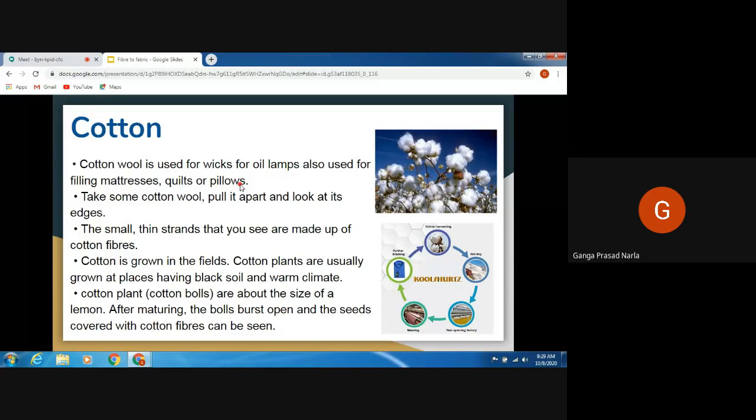So cotton is grown in the fields. Where does cotton grow? In fields. Okay? So cotton is grown in the fields. So cotton plants are usually grown at places having black soil and warm climate. Do you know black soil? In clayey soil, these cotton plants grow. Okay? Clayey soil. Okay?